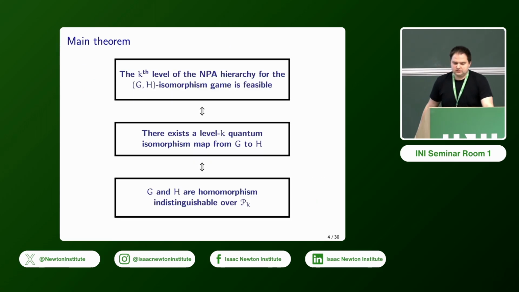Okay, so this is sort of the main theorem. This NPA hierarchy provides a relaxation, and we'll get into more details on that. It provides a relaxation for the graph isomorphism game in the form of semi-definite programs. And the kth level of the NPA hierarchy is feasible if and only if there exists what we call a level k quantum isomorphism map between the graphs, and if and only if the graphs are homomorphism indistinguishable over this class Pk, which we define.